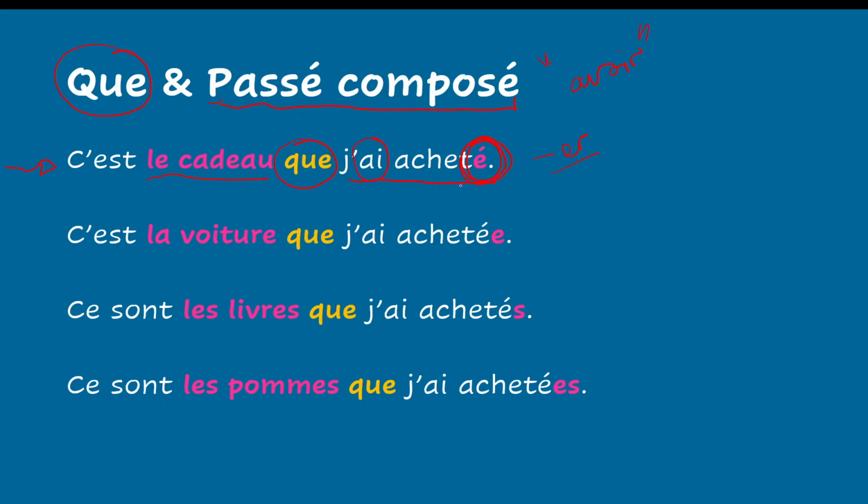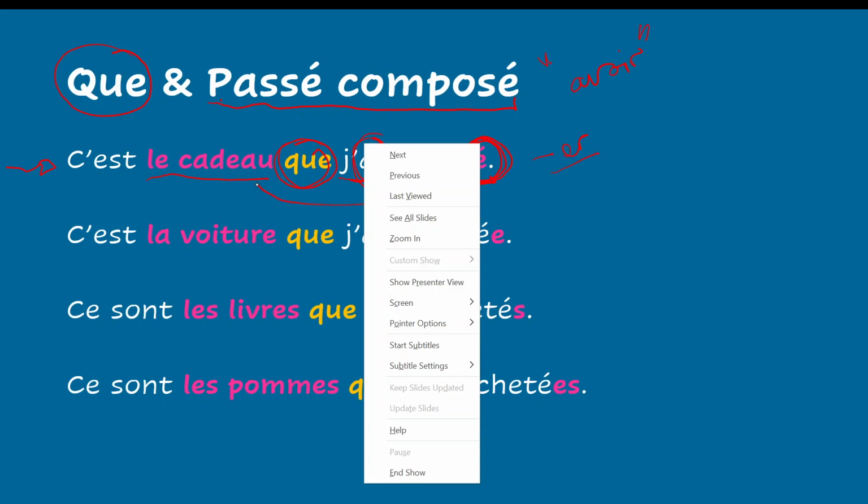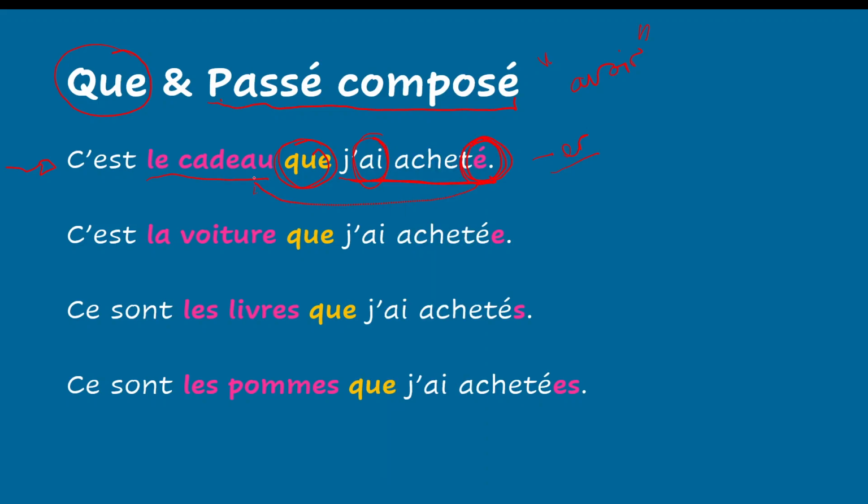What you want to remember is when you use que followed by passé composé with avoir, the past participle is going to agree with the antécédent. So, let's see here. C'est la voiture que j'ai achetée. La voiture is feminine singular. La voiture que j'ai achetée, you're going to add that e for the feminine, compared to here, masculine singular, where you're going to use é.